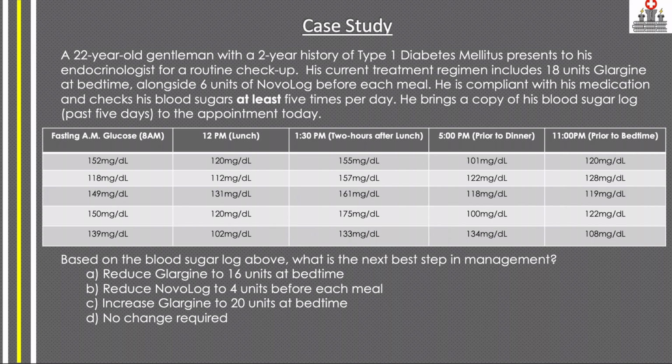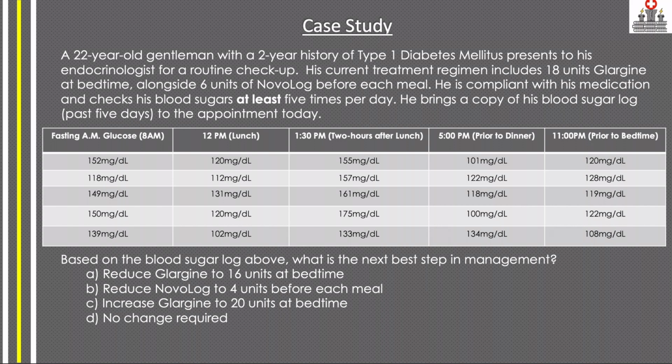He brings a copy of his blood sugar log covering the past 5 days to the appointment today. So let's take a look at this blood sugar log. If we look at the glucose levels at 8 a.m., so this is when he wakes up presumably right before breakfast, we can see that most of them are quite high. There's 152, 118, 149, 150, 139.